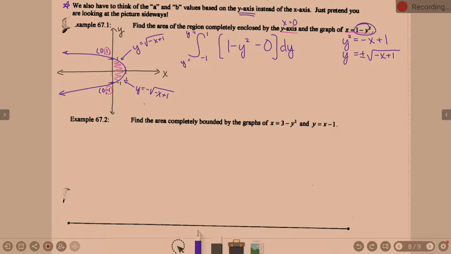What's the integral of 1? y. Minus the integral of y squared, 1/3 y to the third. The integral of 0, nothing, doesn't matter. And this is going to be evaluated from negative 1 to 1.